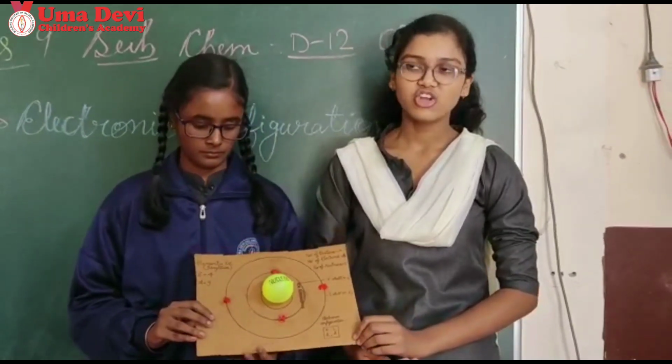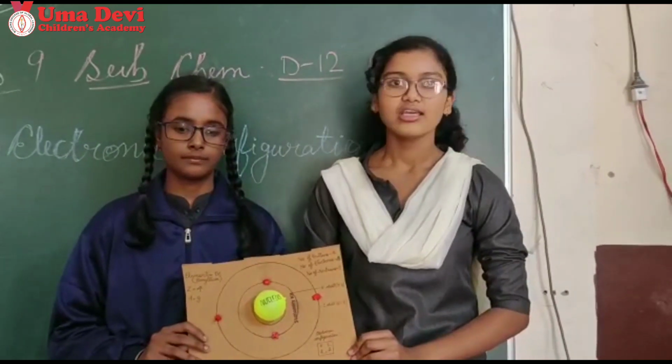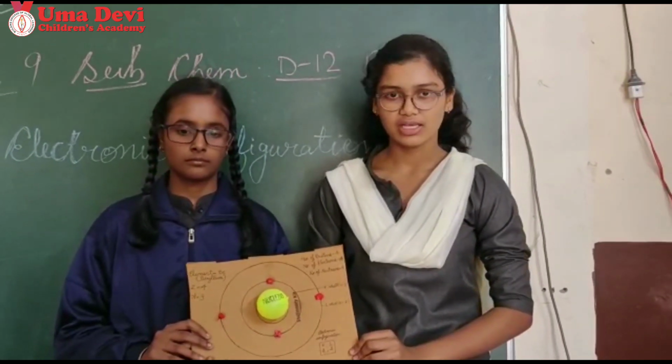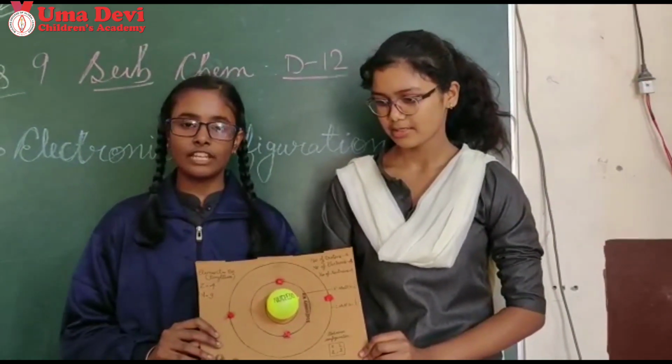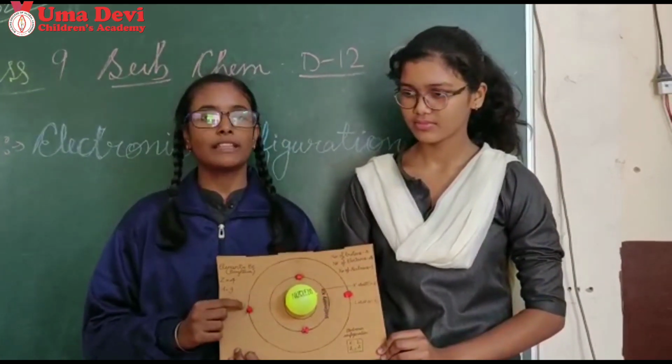As we know that electrons are present in the shells or orbits that are located outside the nucleus. So, the electronic configuration of beryllium is 2 electrons in the K shell and 2 in the L shell.